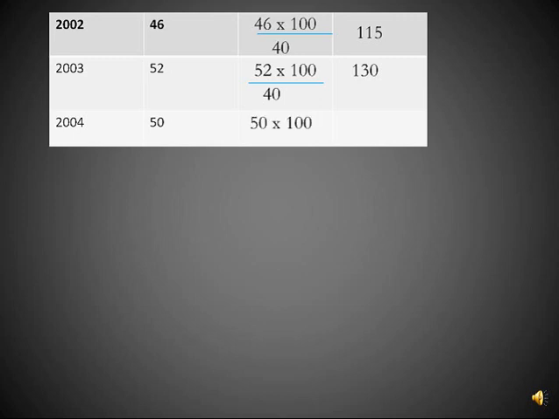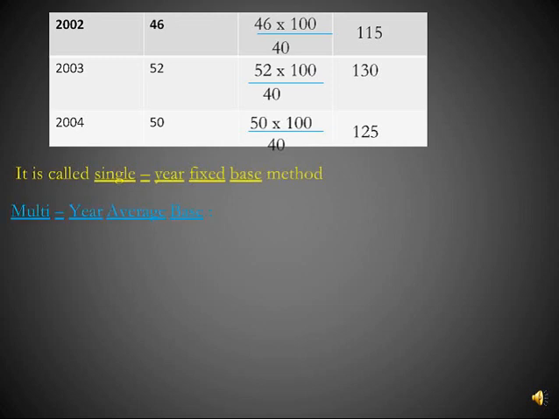Then for 2004, P1 will be 50 into 100 upon P0, which is 40. So here the index number comes to 125. Now in this question the base year for all the years was the same, as asked in the question. It is called the single year fixed base method.